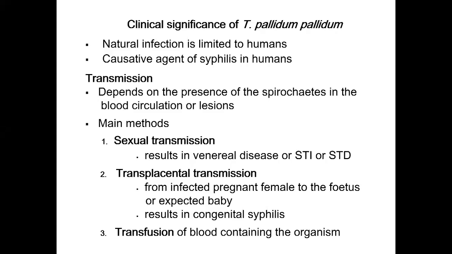Secondly, it can be transmitted by an expectant mother. If she is infected in her blood, she can transmit the organism to the fetus or the expected baby. And the illness is referred to as congenital. And thirdly, there's a possibility of transmitting the organism via blood if it is donated by a person who has the spirochetes in the blood, and it's transfused when the spirochetes are still viable into a recipient.